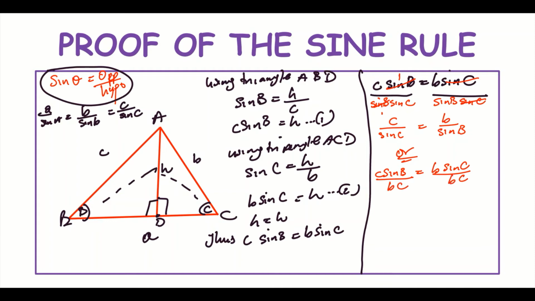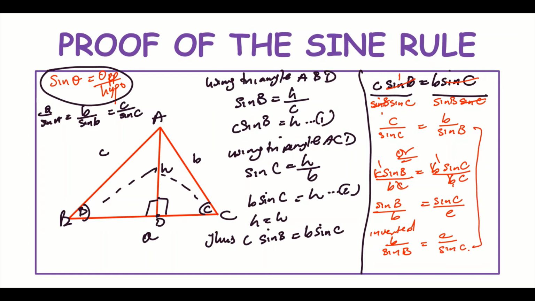So if I divide here by bc, the c cancels the c, so I'm left with sine b over b, which is equal, and over here if I cancel the b's, I'm left with sine c over c, which is the same thing, just the inverted form. So inverted, we would have b over sine b is equal to c over sine c.